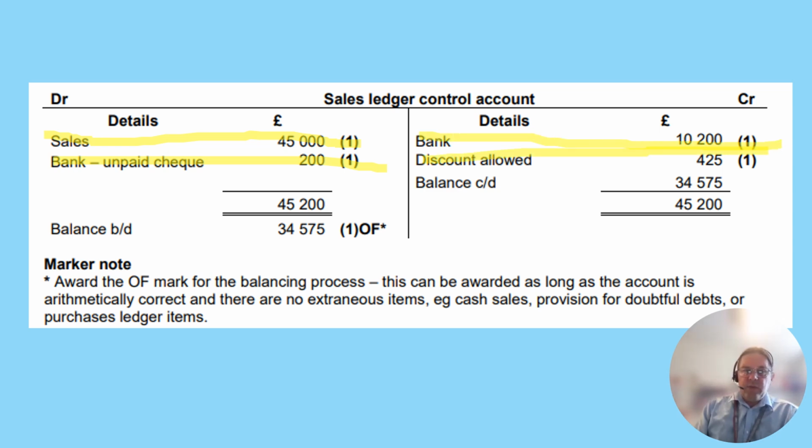The discounts, 45. So really, it's nice, 4 marks. You've just got to learn those sales ledger control account. What can go on either side? And the balance brought down, 34,575 is own figure. But let's have a look. As long as you don't use any extraneous or alien items. So if you use cash sales, the provision for doubtful debts, or any of those purchase ledger items in there, you would not get that own figure mark.